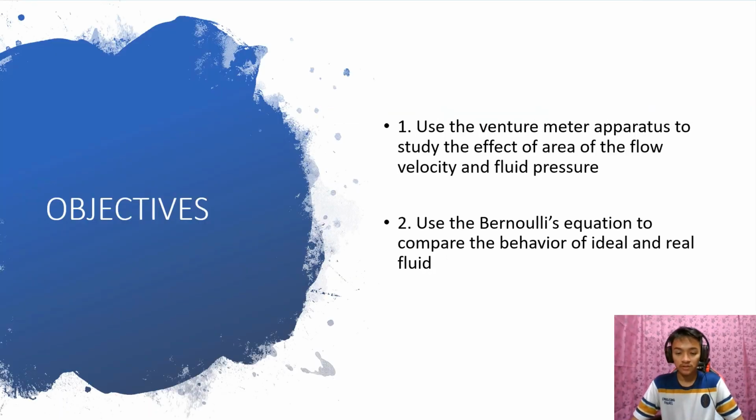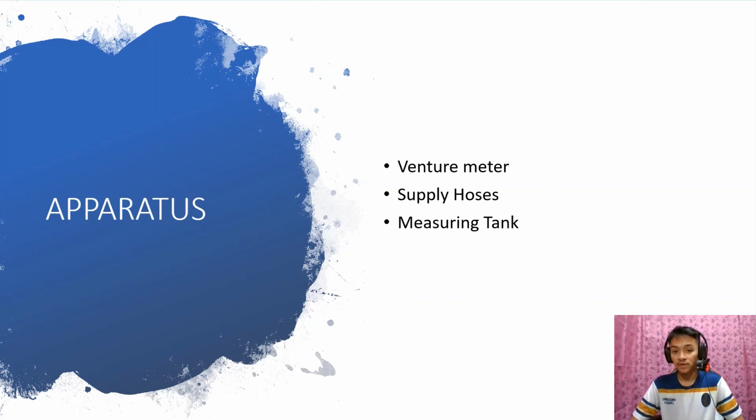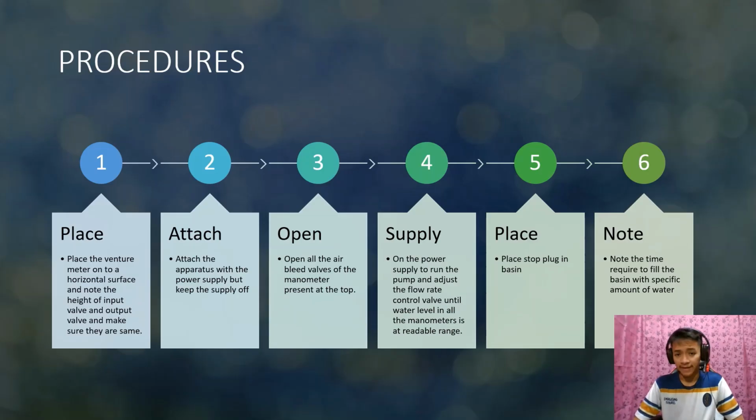Next, moving on to the objective of the experiment, the first is to use the venturi-meter apparatus to study the effect of area on the flow velocity and fluid pressure. Second is to use Bernoulli's equation to compare the behavior of ideal and real fluid. This experiment basically required three apparatus, which are the venturi-meter, supply hoses, and measuring tank. But how was the experiment conducted?